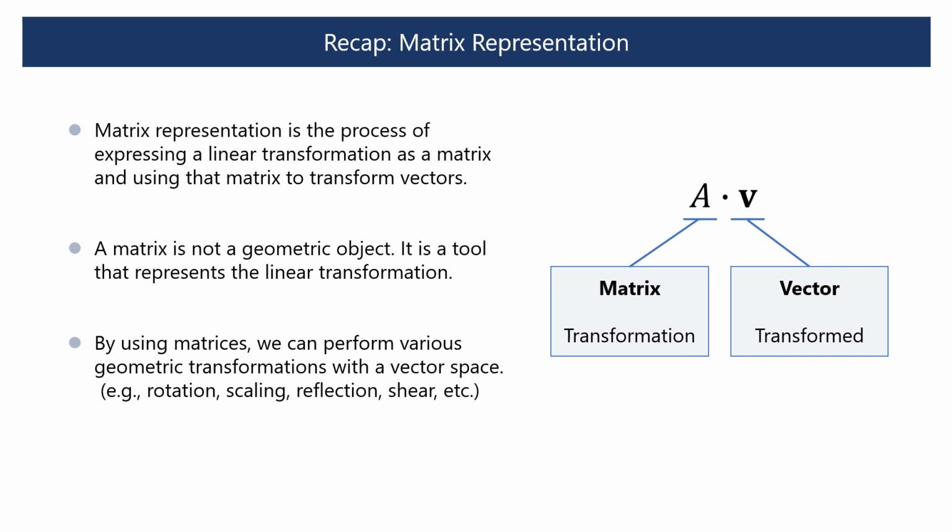In the previous section, we have explored what matrix representation means in linear transformations. It is the process of expressing a linear transformation as a matrix and using that matrix to transform vectors. Here, a matrix works as a tool or operation that represents a linear transformation. By using matrices, we can perform various geometric transformations such as rotation, scaling, reflection, and shear within a vector space.